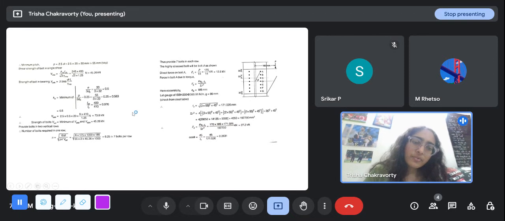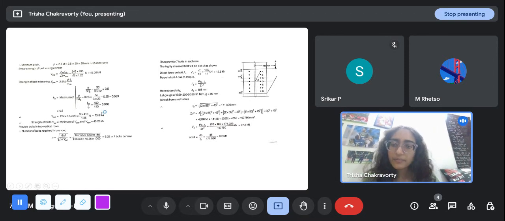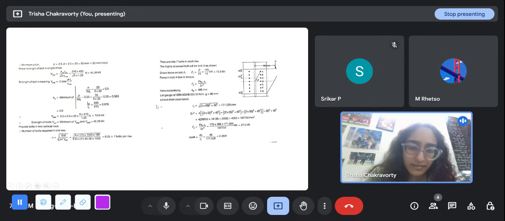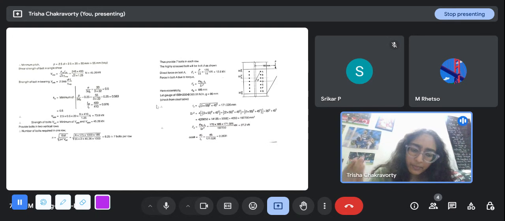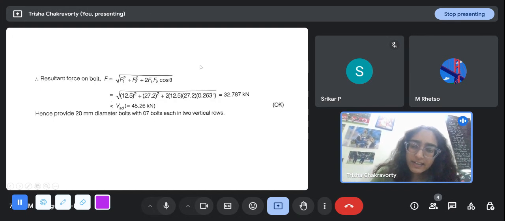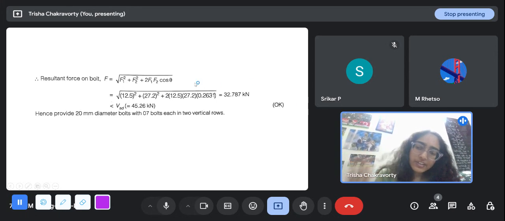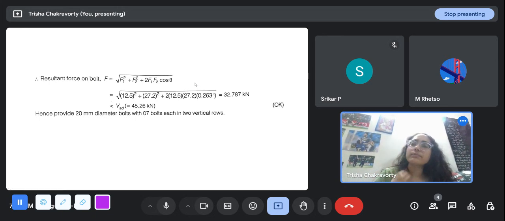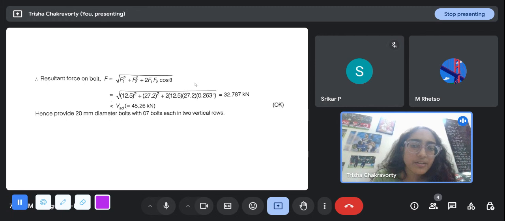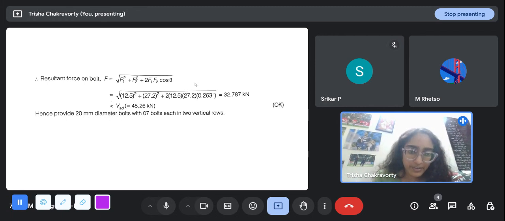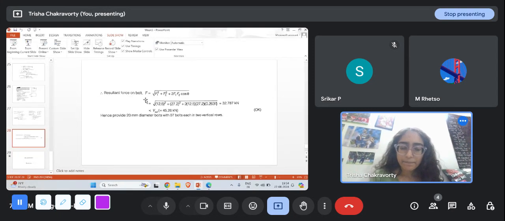Now in design, suppose you had initially decided on something, like you decided on this gauge distance, this pitch distance on your own, and the 20 also you decided without any calculation. So it is quite possible that once you reach this step, this resultant force, you find that it is greater than the capacity. Then you have to redesign it, and to redesign it you have several tools at your disposal. You can increase the bolt diameter, you can reduce the pitch, and so on. So this is how we design eccentric connections.